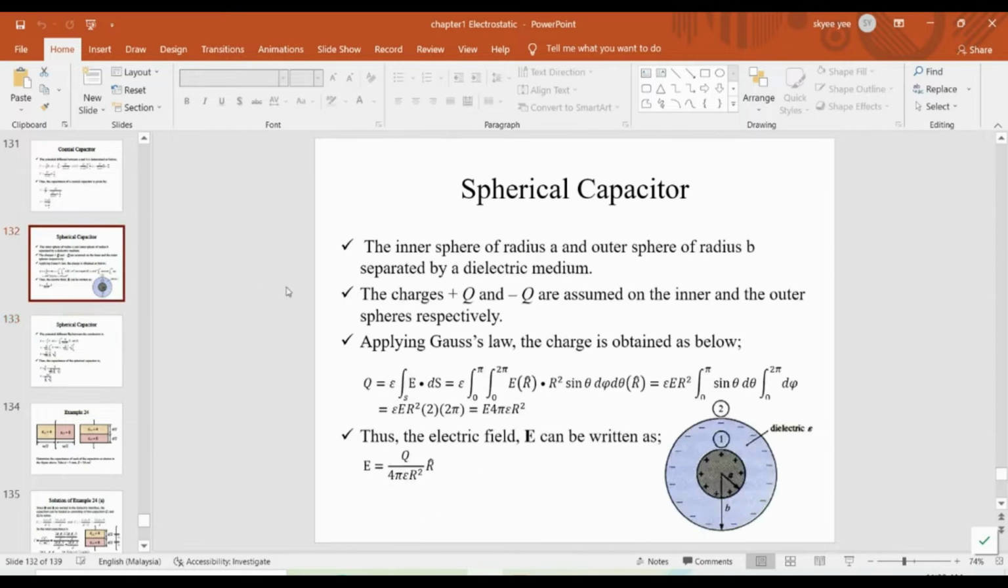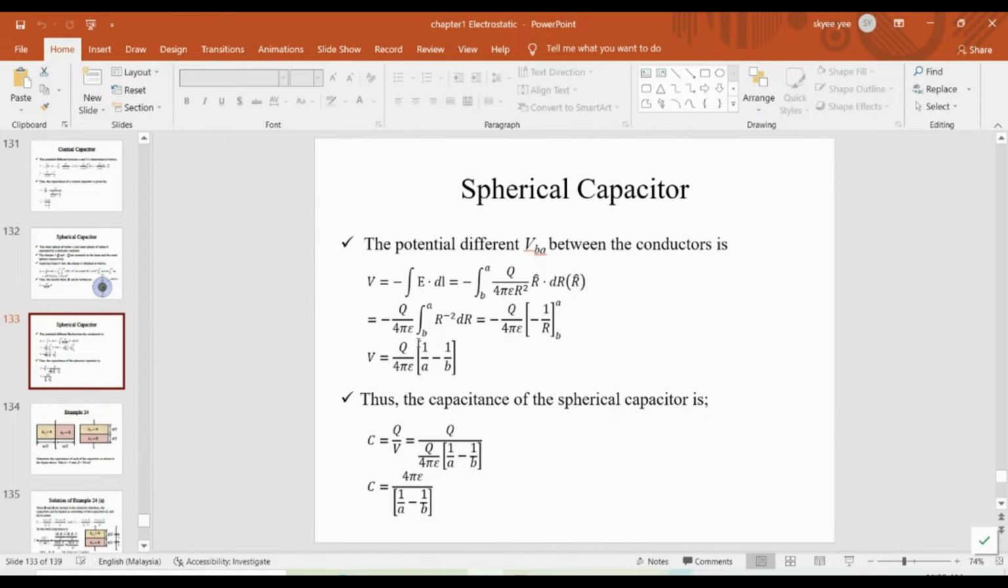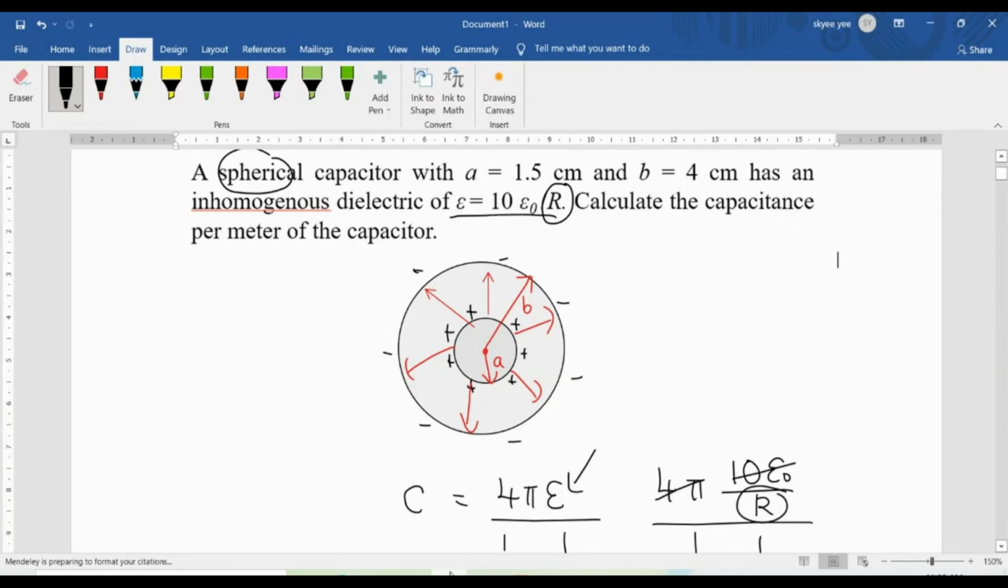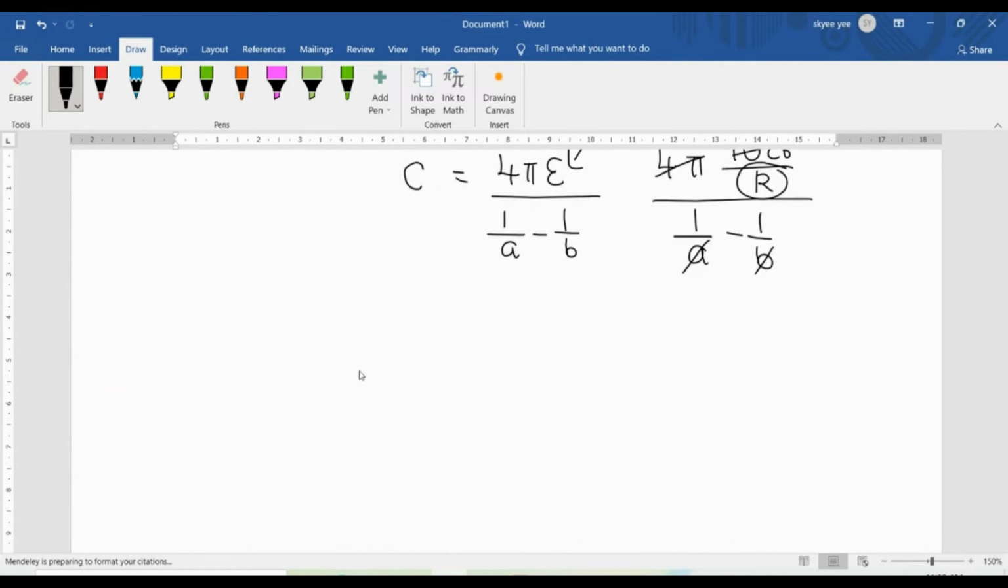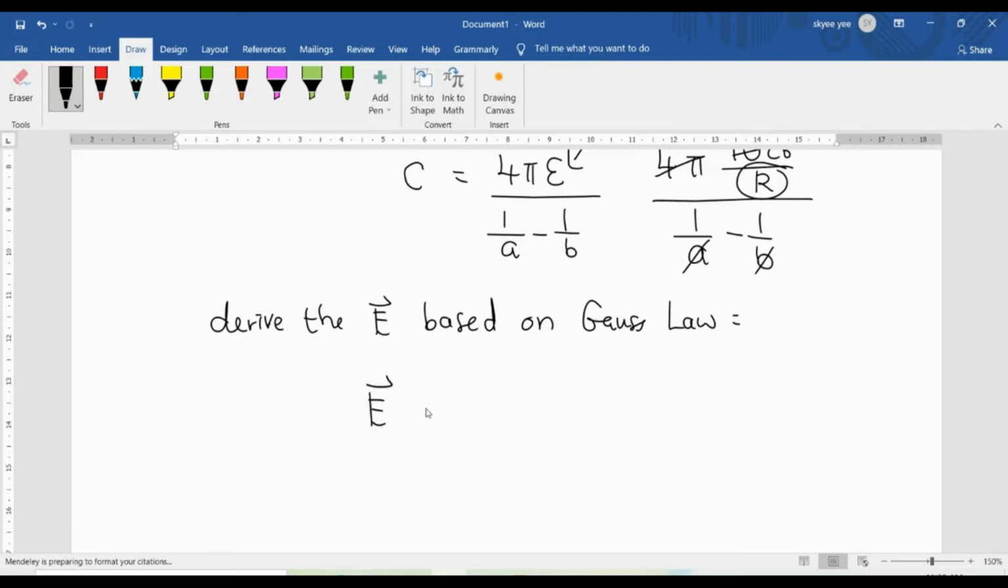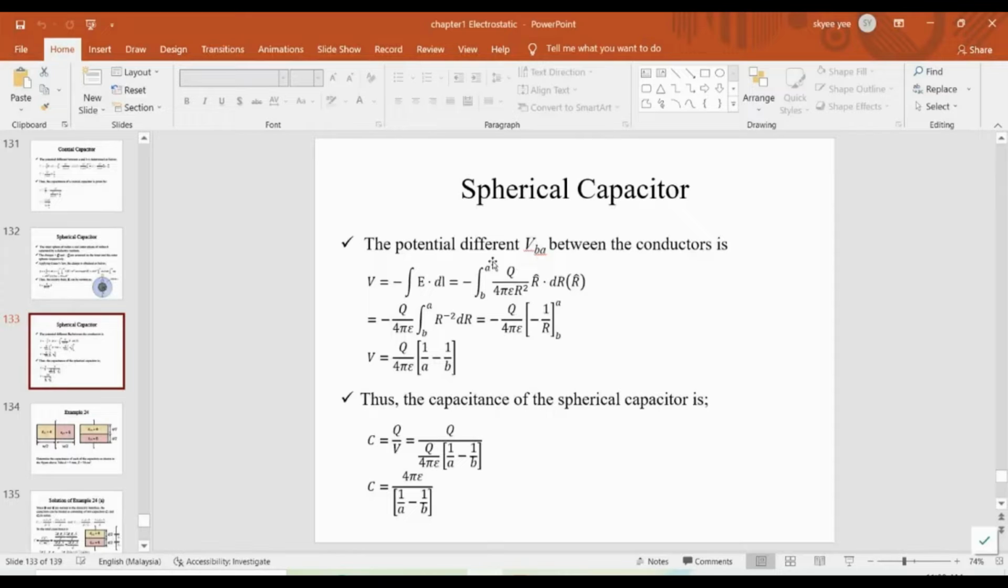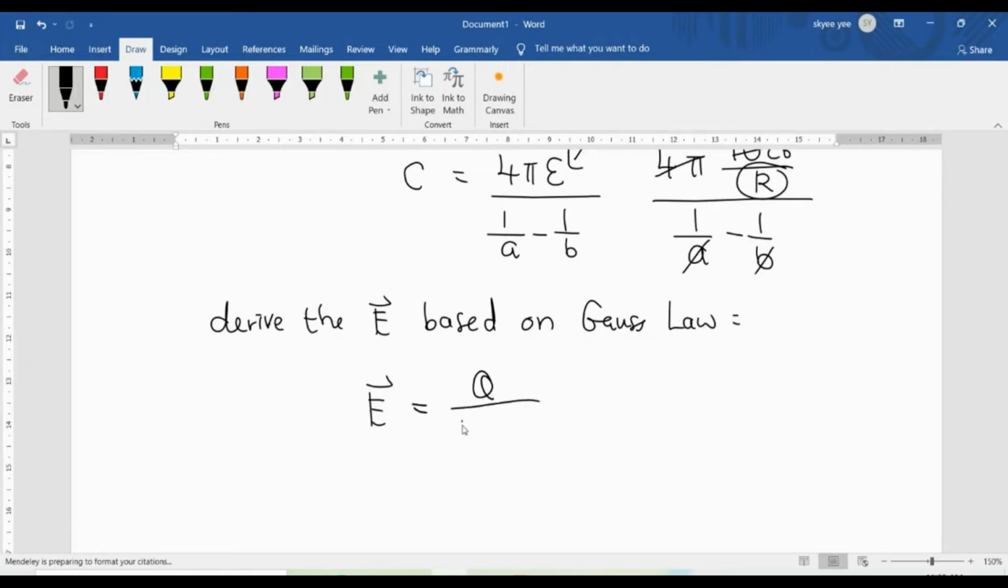I won't start all over again, but I will just start from this V and calculate the V. I will just write down here. Derive the E based on Gauss's law. You will get E equals Q over 4 pi epsilon r squared, in the r direction.